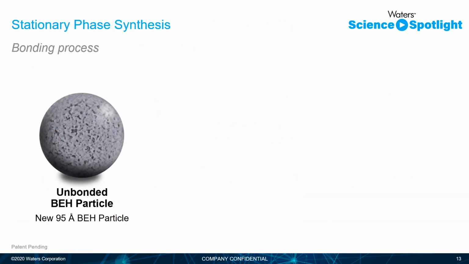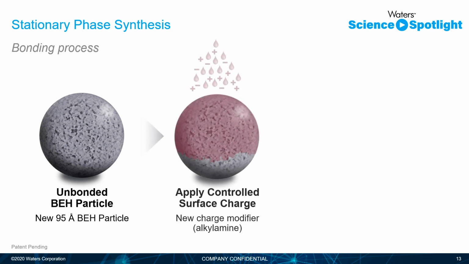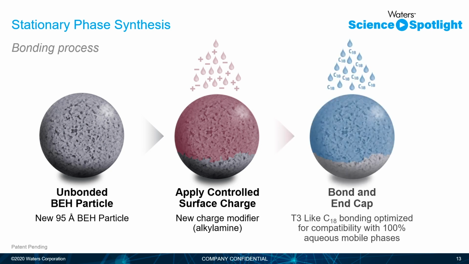When we look at the stationary phase in our bonding process, it's very similar to what we do with our current CSH particle technologies that we currently have on the market. We start with our unbonded 95 angstrom BEH particle. We then apply a controlled surface charge using our new charge modifier, which is an alkylamine. We then bond an end cap with our T3-like C18 bonding, optimized for compatibility with 100% aqueous mobile phases. And this T3-like C18 bonding is a mid-coverage C18 approach and end capping.